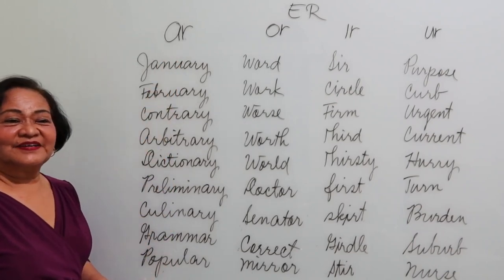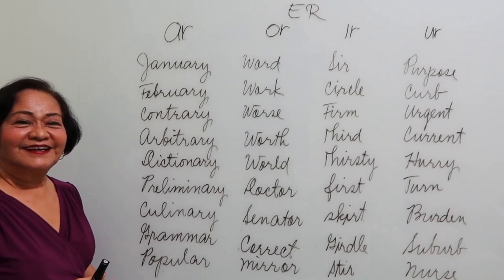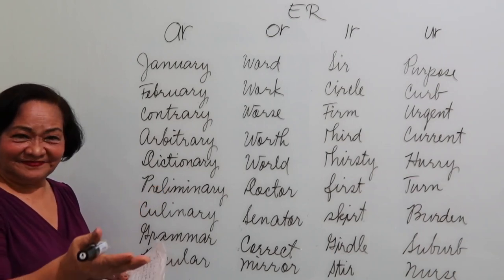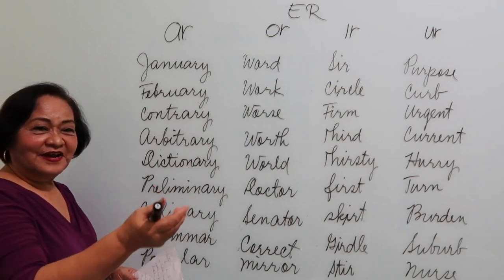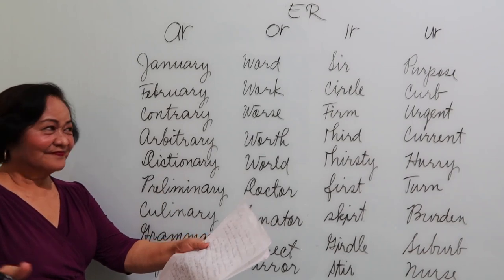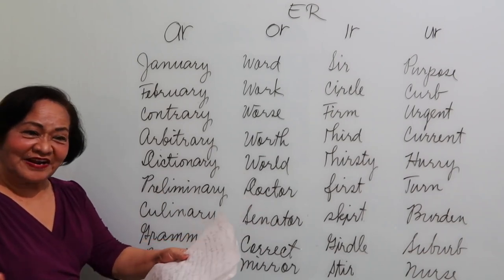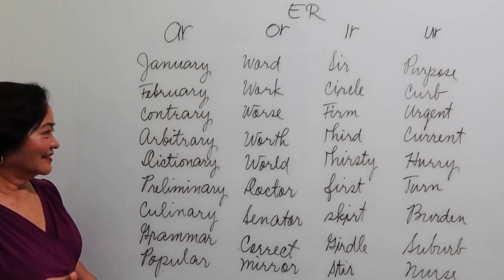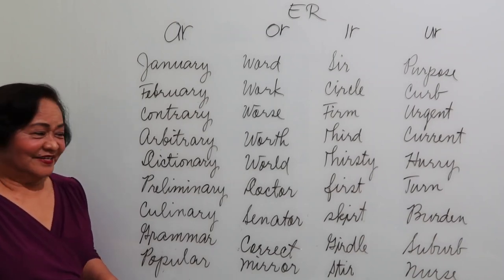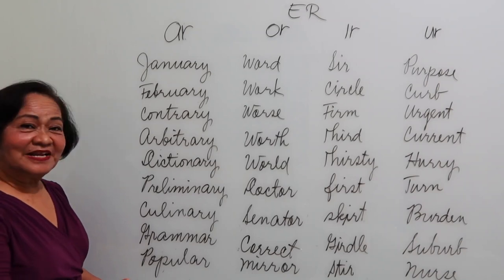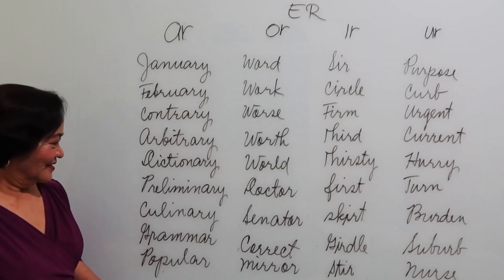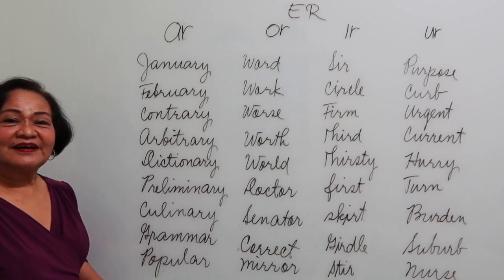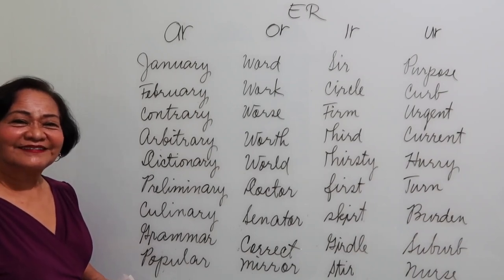AR pronounced ER. Follow me then. January. February. Contrary. Arbitrary. Dictionary, preliminary, culinary, grammar, popular.